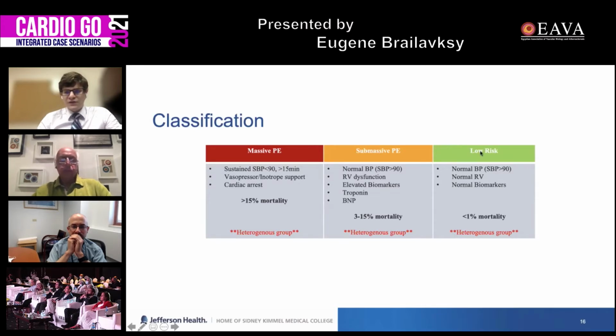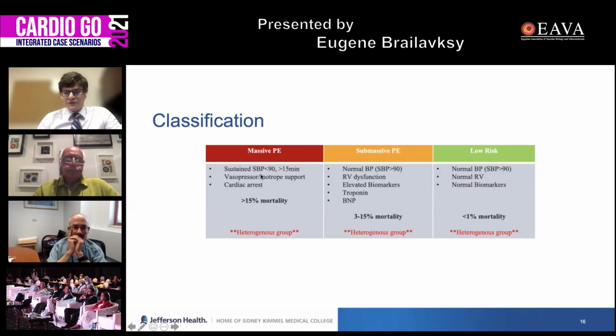So low-risk PE is normal blood pressure, normal right ventricular function, normal biomarkers, and it's really associated with low mortality, but it's a heterogeneous group of patients. Submassive is normal blood pressure, but now you start to see RV dysfunction, elevated biomarkers such as troponin and BNP, and slightly higher mortality. And massive PE is a broad category of patients who have blood pressure less than 90 for more than 15 minutes, or requiring vasopressors or inotropes, or suffer cardiac arrest. So very different patients, as you can see.